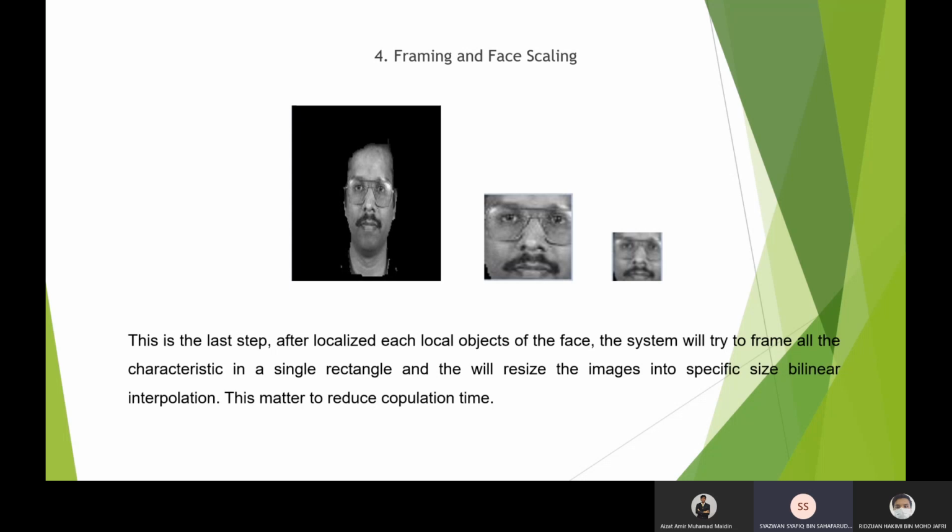Sorry, this is the last method, which is framing and face scaling. I forgot the last step, so this is the last step. After localizing each local object of the face, the system will try to frame all the characteristics in a single rectangle, and it will resize the image to a specific size using linear interpolation. This method reduces computation time. So this is the last step that has been used to do face recognition.